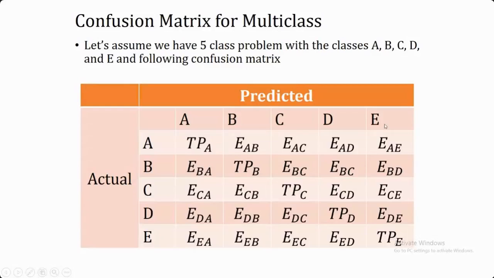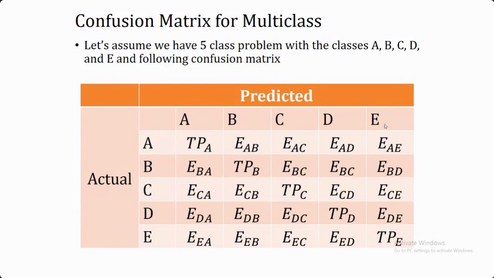Now in the case of binary class classification, we had clear-cut means, and we were able to calculate true positive, false positive, true negative, and false negative very easily. But in the case of multi class classification, it's going to be quite complicated. So let's see how we are going to calculate all these values.